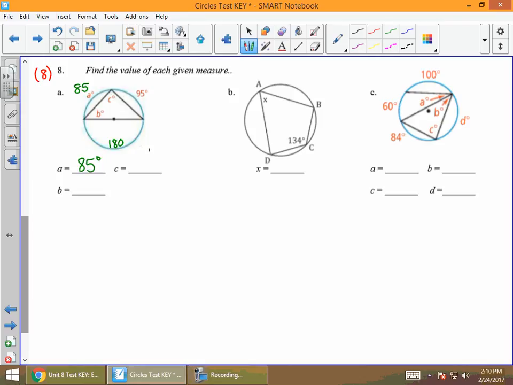To find B, here's my angle B. The arc across from B is 95 degrees. And since B is an inscribed angle, I can do half of 95 degrees, which is 47.5 degrees.